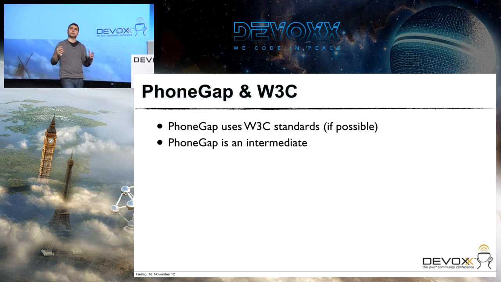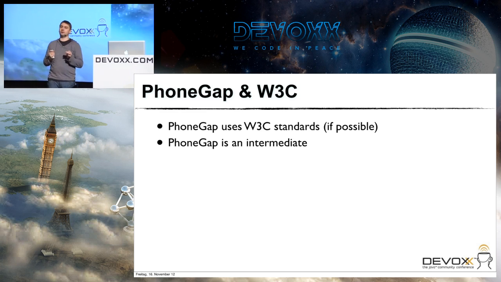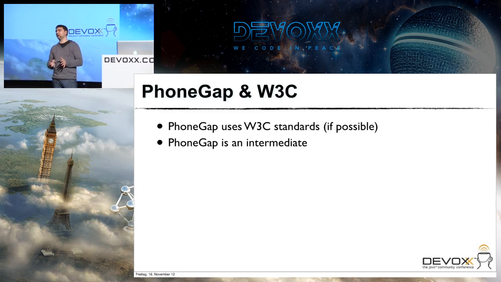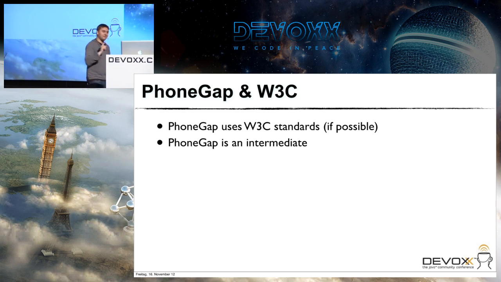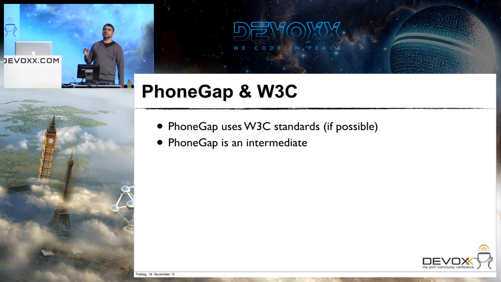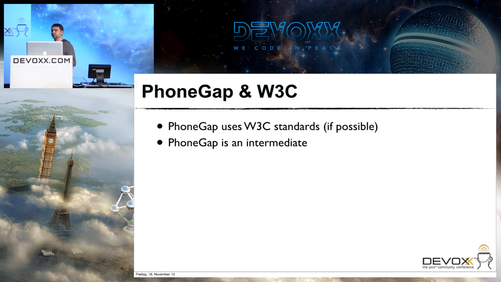So in a way, you can think of PhoneGap as a time machine for web developers. We can now have all the cool features that only native developers can have right now. So PhoneGap thinks of itself as an intermediate, as something that has to go away and has to die when the mobile web is finally there.